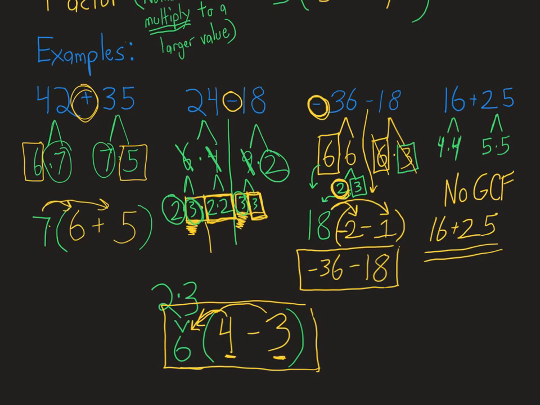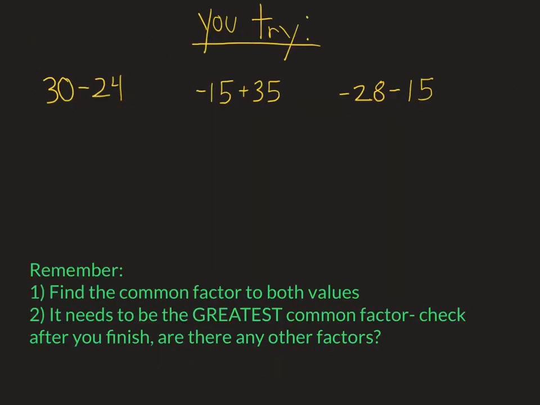So let's have you practice a few of these basic ideas. There are 3 problems for you to try. Go ahead and rewrite them into greatest common factor form so they'll look like a distributing problem. Here are a couple things to help you out. Number 1, find the common factor to both, so do the factor tree and pull out the common factors you find. Number 2, make sure it's the greatest common factor. You can't just pull out part of them. You've got to pull out every common factor. Check when you're finished. Make sure what's left in the parentheses doesn't have any other common factors. Go.